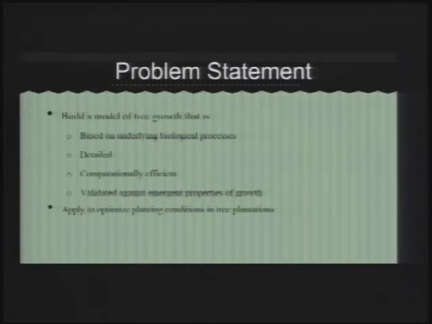Our problem statement: our goal was to build a model of tree growth that is, one, based on underlying biological processes. It is important to note that this is different from the previous related work. Previous related work has specifically programmed rules of tree growth into the model, such as allometric rules. Allometric rules are basically finite relationships between different parts of a tree that hold true for all trees. Our goal for this project was, instead of programming those directly in, to focus on fundamental underlying biological processes and then produce those allometric rules as a result.